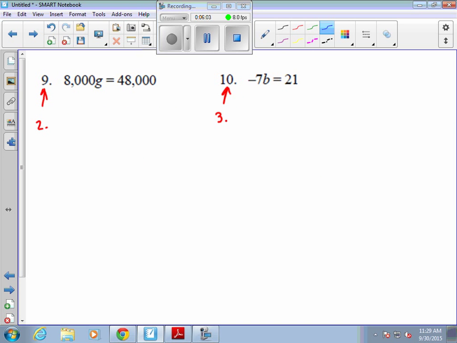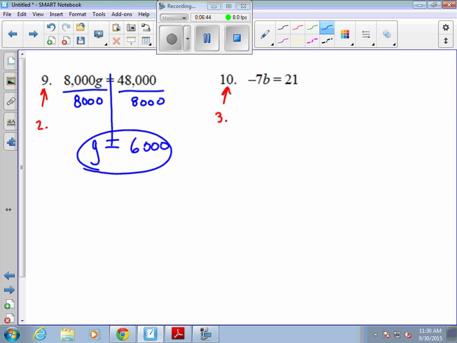Number 9, the same thing, was number 2 that I had you write in. If you don't have anything for number 2, write it in now. 8,000 G is equal to 48,000. Same thing, just a whole bunch of zeros added on. You still want to get G by itself. It still says 8,000 times something, so divide by that 8,000. You divide the left, do likewise to the right. 48 divided by 8 is 6, but it's not 48 divided by 8. It's 48,000 divided by 8,000. So it's not 6, it's 6,000.